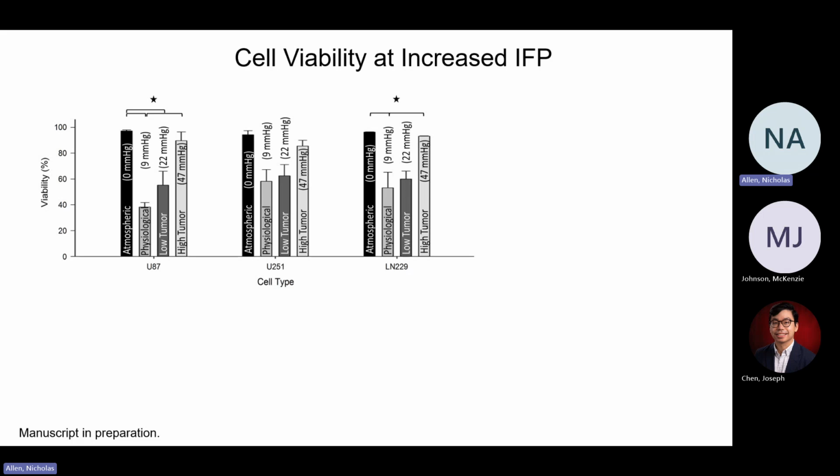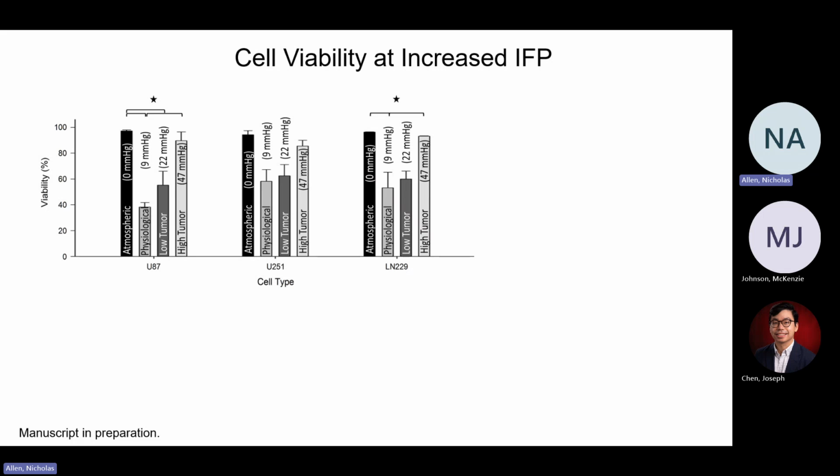And so this is what we found in our first experiment. We have 4 pressures that we're testing. 0 is just a dish with no pressure applied. 9 is the physiological pressure that you would experience in a healthy patient. 22 was what we used for a low tumor, so a tumor with low interstitial fluid pressure, perhaps receiving treatment, and a high tumor of 47.